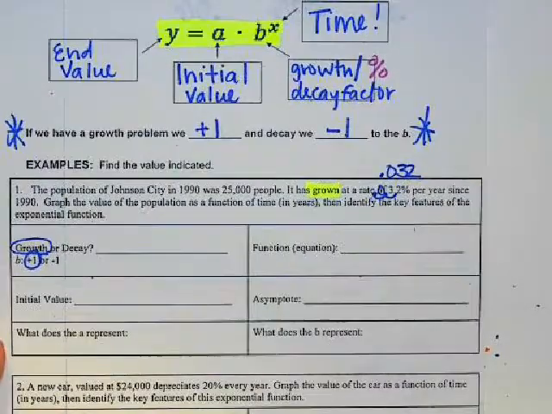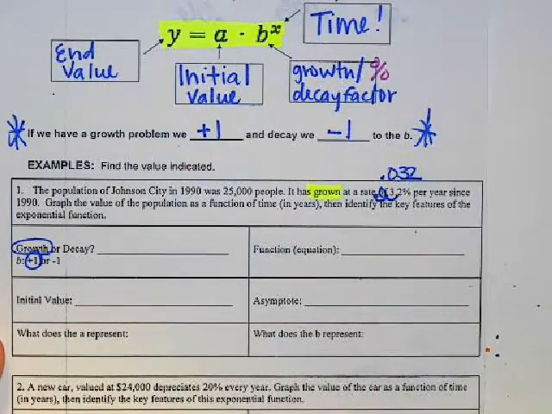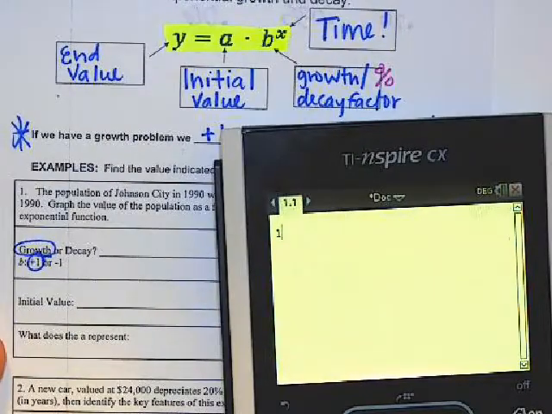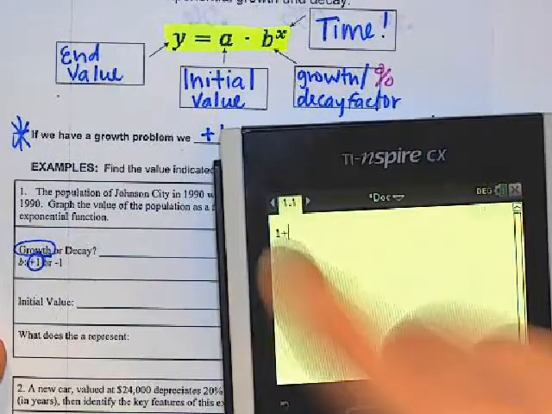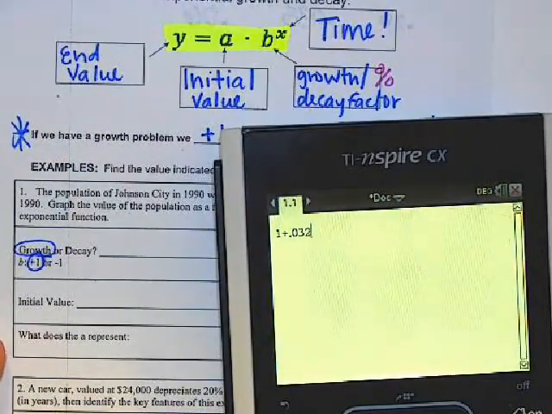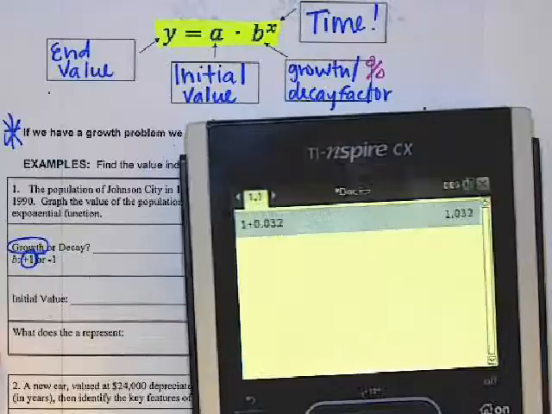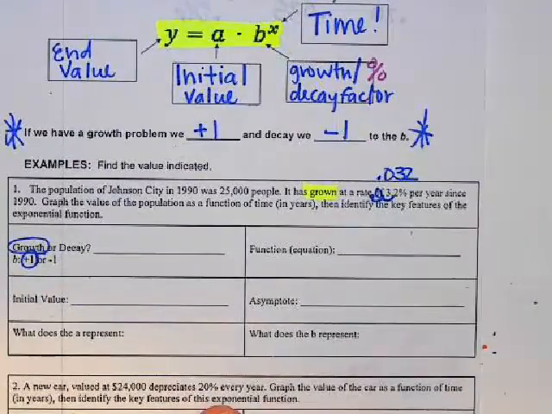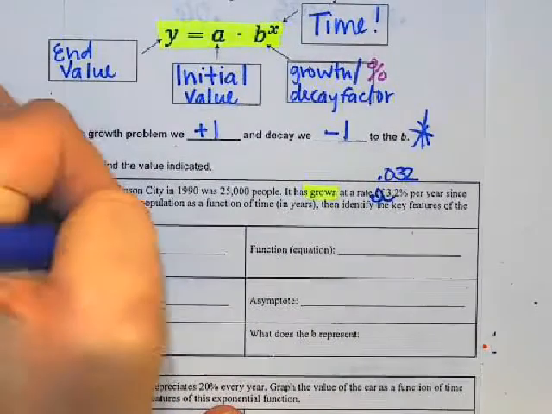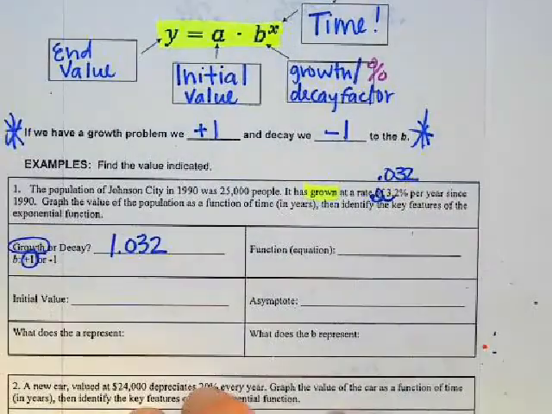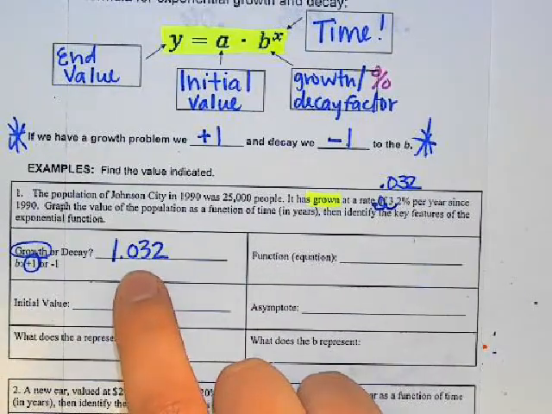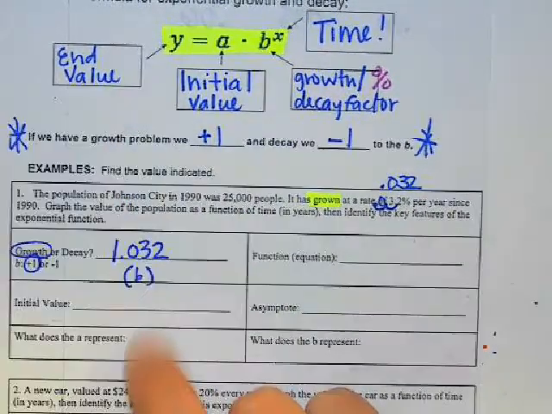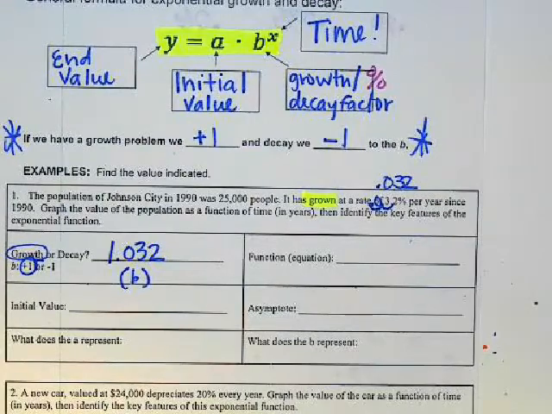So I'm going to do that in the calculator. Because it's growth, I'm doing 1 plus 0.032, my percent number, and I get 1.032. So my growth or decay number is going to be 1.032. And what letter is this going to stand for? Your B. This is really your B, that growth or decay number.